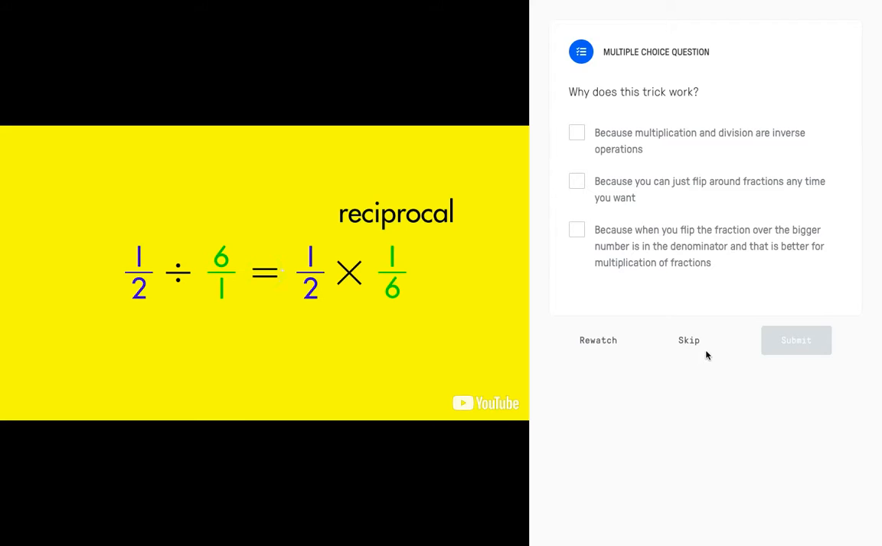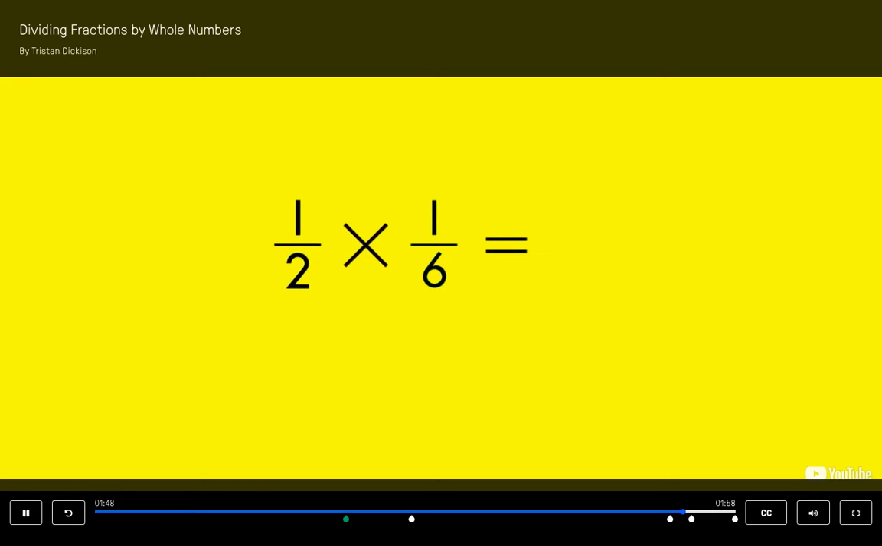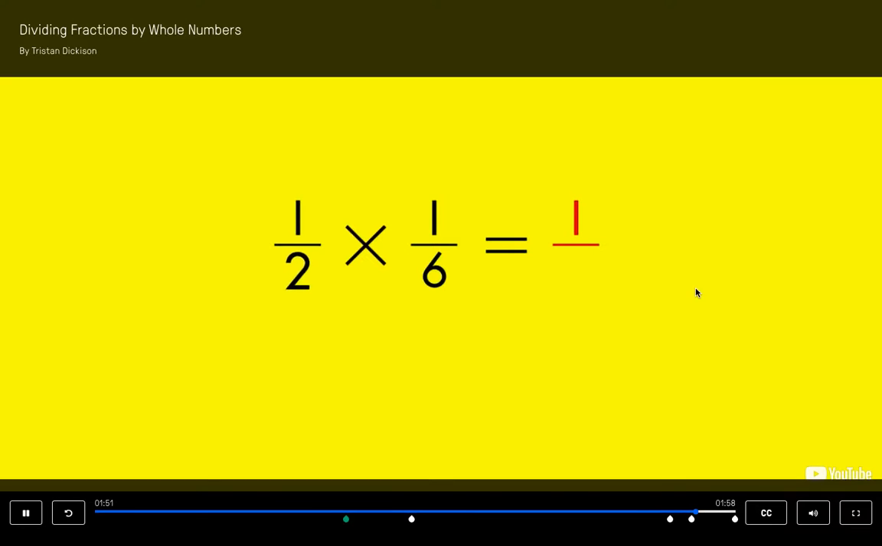What makes sense to you? Then, simply multiply across the numerator and denominator. Well, we learned this one last time, right? And simplify, if necessary, to find the result.